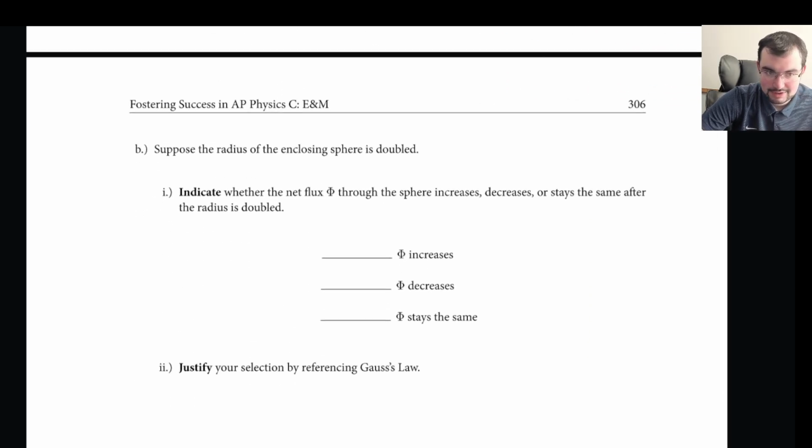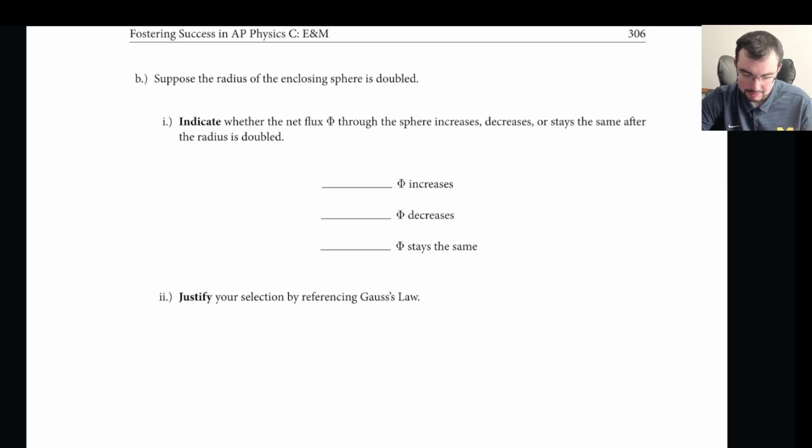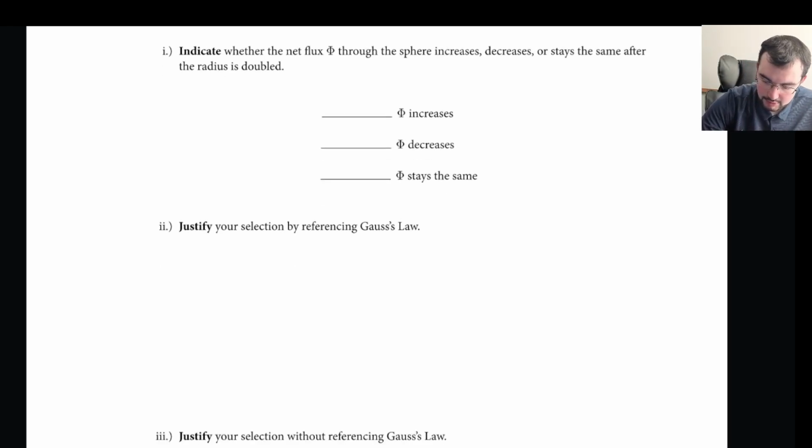Suppose the radius of the enclosing sphere is doubled. Indicate whether the net flux increases, decreases, or stays the same. Well, our first case might have something like this. Our second case, we might have something like this.